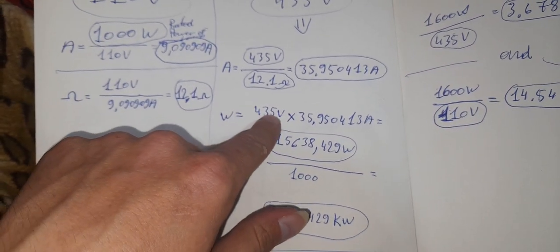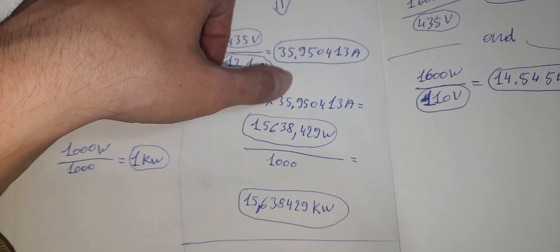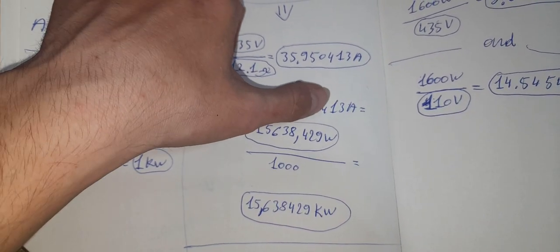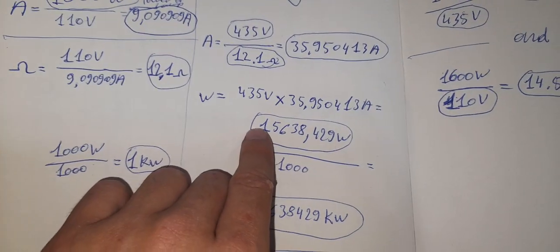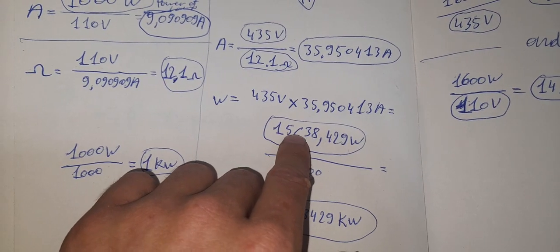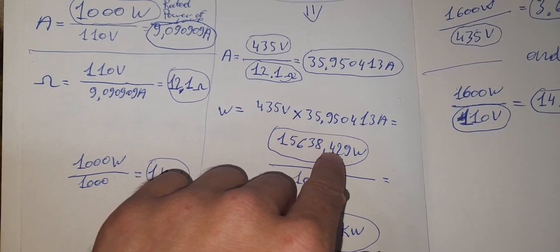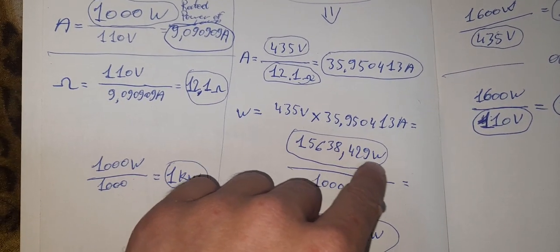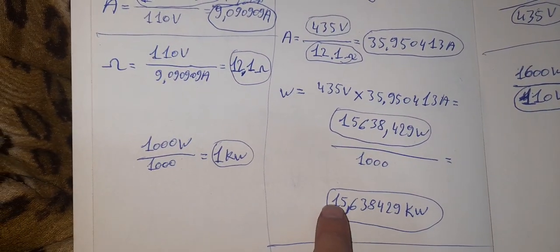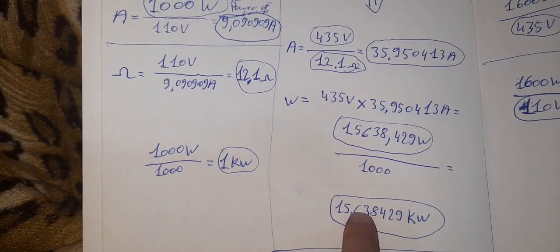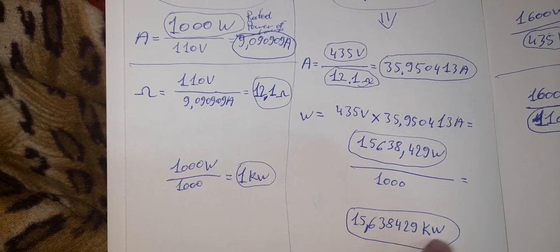So 435 volts times 35.950413 amps equals 50,638.429 watts, divided by 1000 is 50.638429 kilowatts.